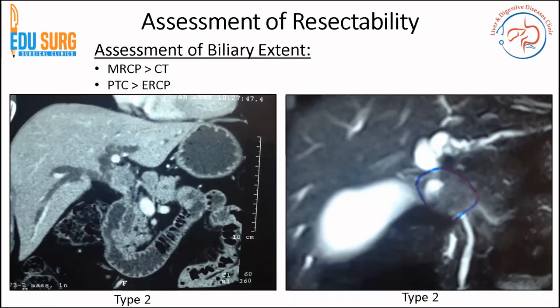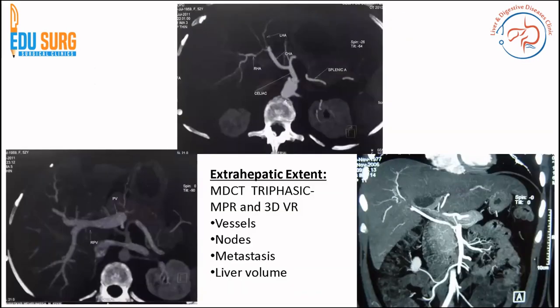So when we assess the biliary extent of the disease, MRCP and percutaneous transhepatic cholangiography are definitely better investigations than a CT scan and an ERCP, because MRCP inherently defines the biliary tree very well, and so does PTC, as compared to CT and ERCP. However, when we come to the extrahepatic extent of the disease, especially the assessment of blood vessels, assessment of lymph nodes, distant metastasis, and of course, estimation of the liver volumes, this is where an MDCT with a triphasic scan and a multiplanar reconstruction scores very highly.